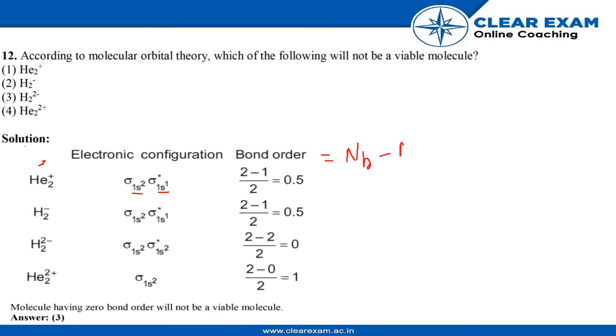So the bond order formula is equal to Nb minus Na by 2. If a molecule has 0 bond order, that molecule will not be a viable molecule, and we have to find which of these is not a viable molecule.